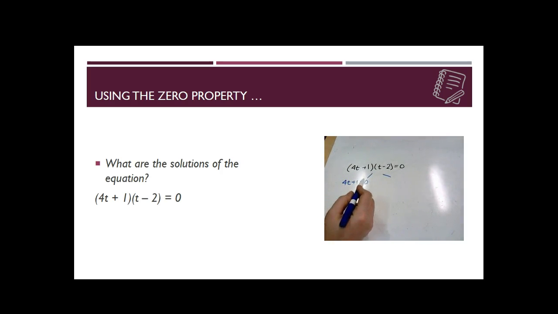4t plus 1 equals 0, or t minus 2 equals 0. One of those two has to equal 0, or else we won't get 0 as an answer. So to do that, I'm going to solve simply for t.